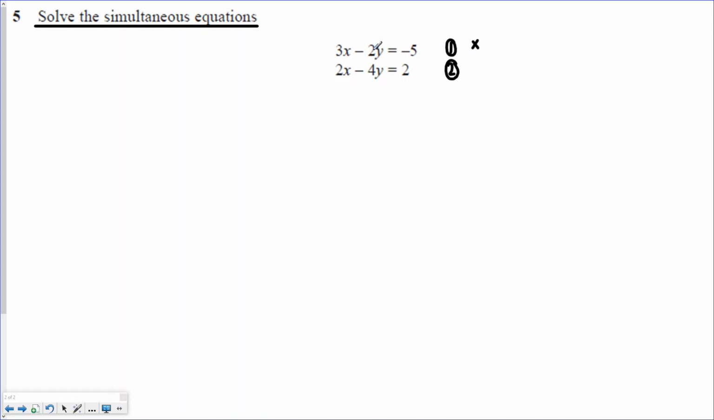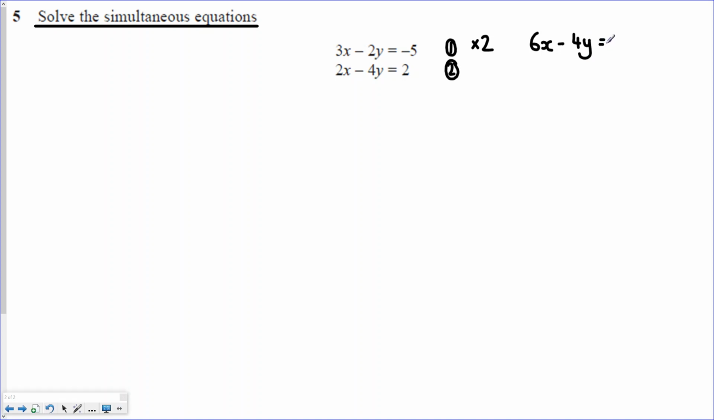So I need to make the y values the same. I have minus 2y here. If I can make this a minus 4y, I can maybe subtract the equations so it cancels out. So I'm going to multiply equation 1 by 2. I'm going to multiply every single term by 2. So 2 times 3x will give me 6x. 2 times minus 2y will give me minus 4y.